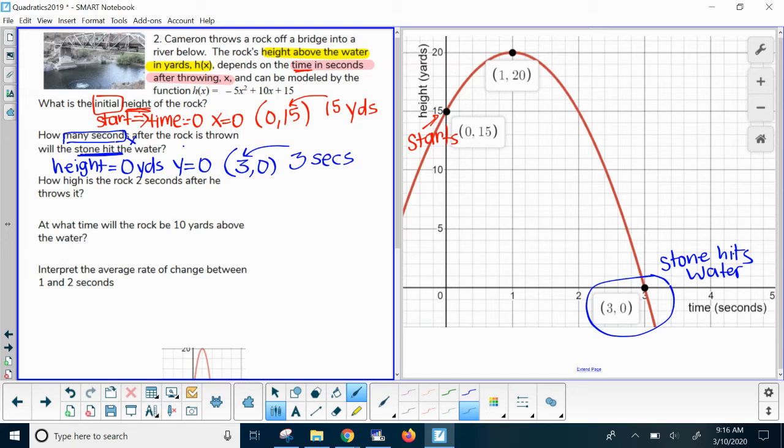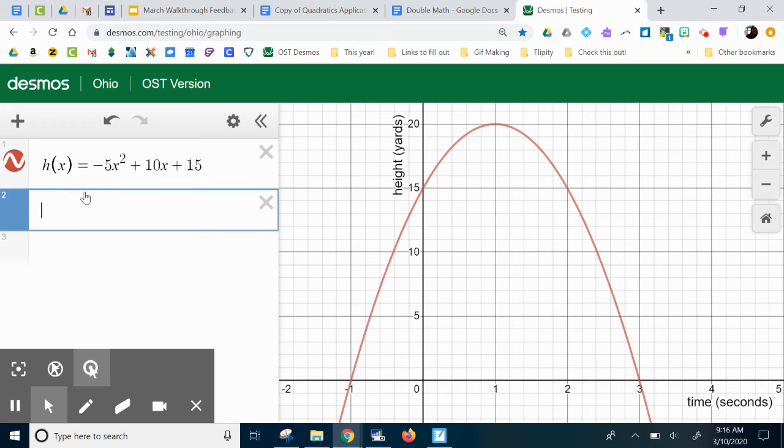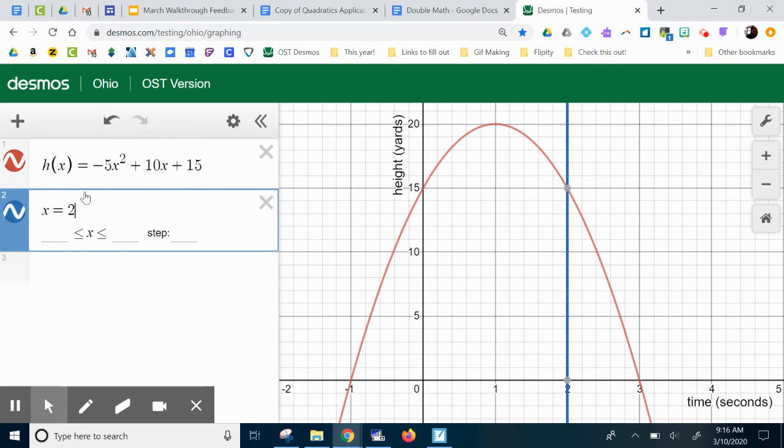The question asks, how high is the rock 2 seconds after it was thrown? So they give us 2 seconds, which is an x, so we know x equals 2. Looking at my picture over here, I don't have any points that say x is 2. So I'm going to go ahead and type it in Desmos. So on Desmos, I'm typing in x equals 2.